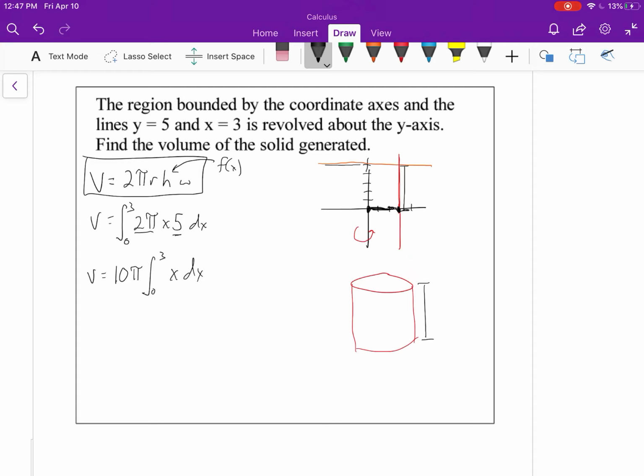And we could use a calculator to evaluate this one. This one also can be done pretty easily, just working it out. So this is going to be 1/2 x squared, evaluated from 0 to 3. So we have 10 pi. Put in the 3. 3 squared is 9, so we have 9/2. Minus, put in 0, you get 0. And so we have the volume. If you multiply this out, we have 90 pi over 2, which is 45 pi. And this is going to be units cubed.